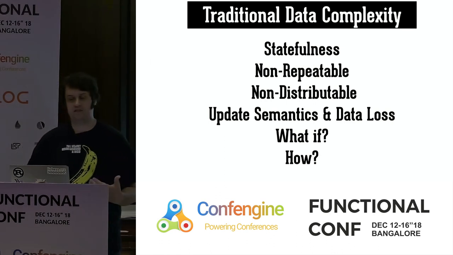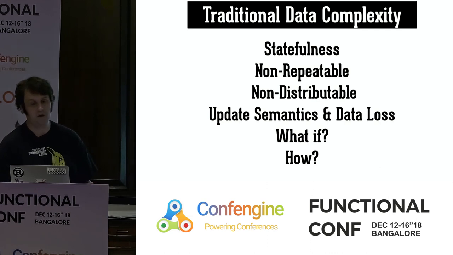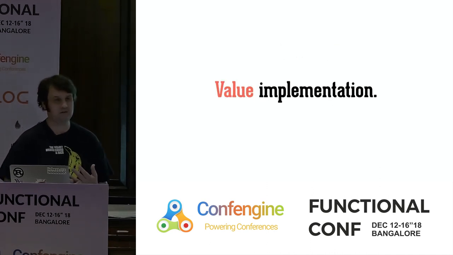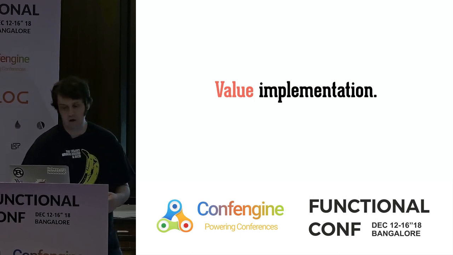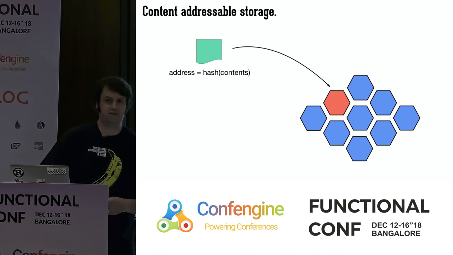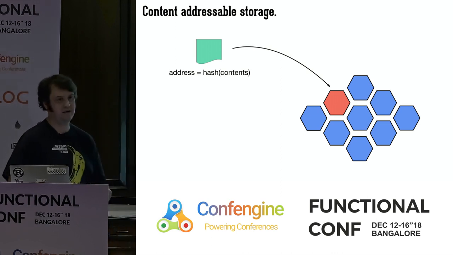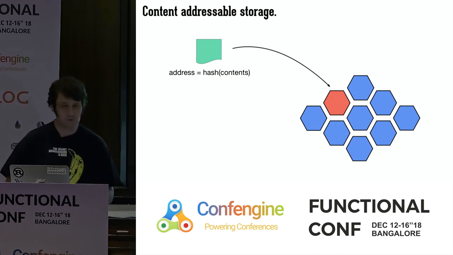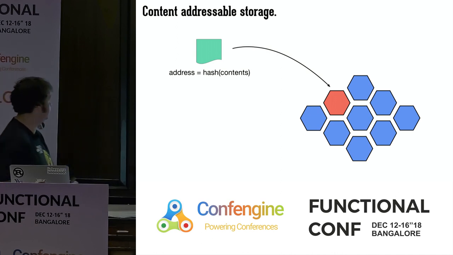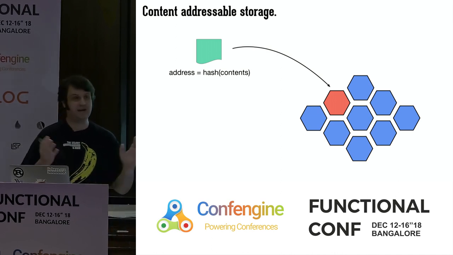We have all of these types of complexities that we have to deal with, but we can address them through facts. So one of the first things I want to talk about is how we would implement values in our system, or where values pop up. I mentioned it quickly before: content addressable storage. Content addressable storage is a technique that can be extremely powerful. Who's heard of content addressable storage before? A couple of people. The idea of content addressable storage is that given some file, say an image, we would take its hash, right?